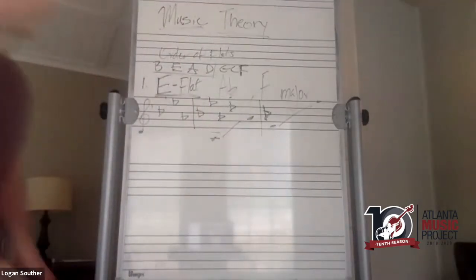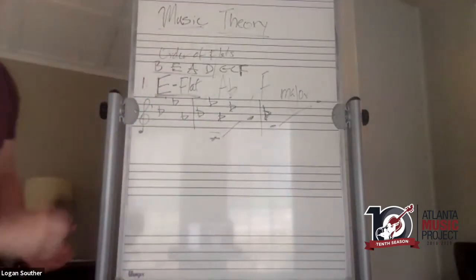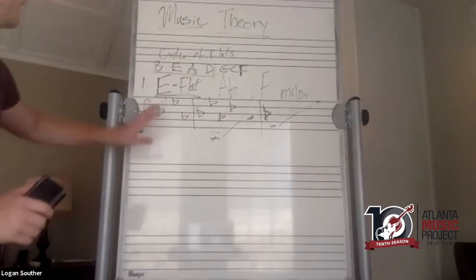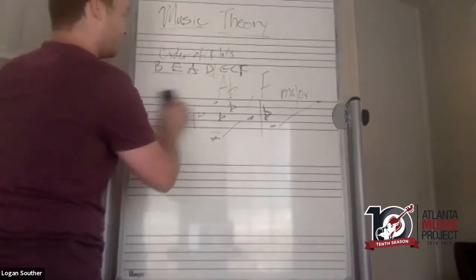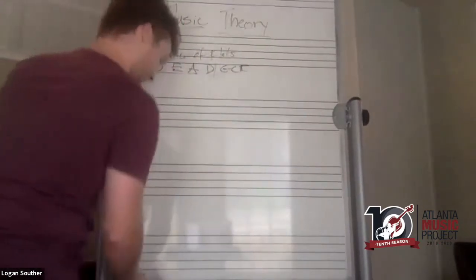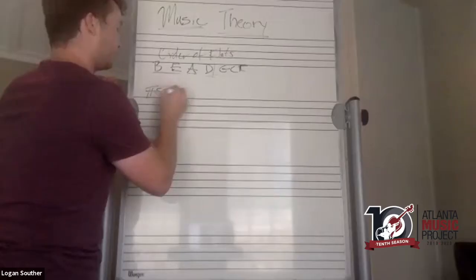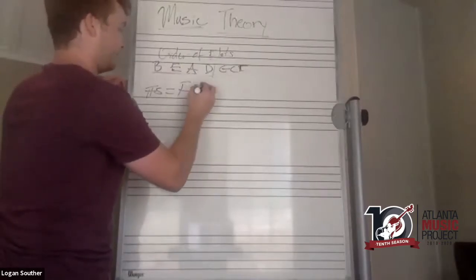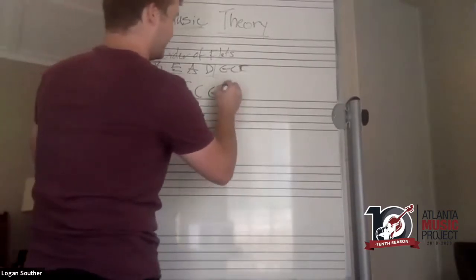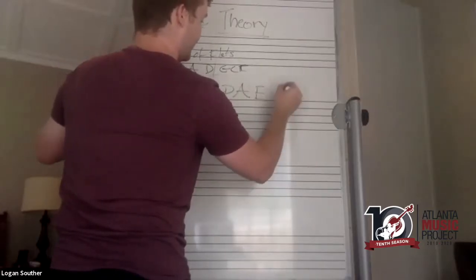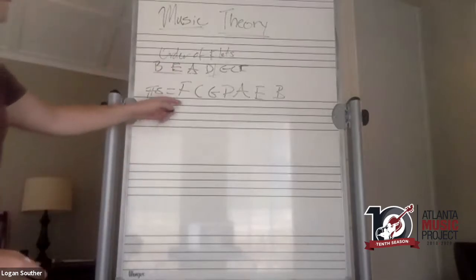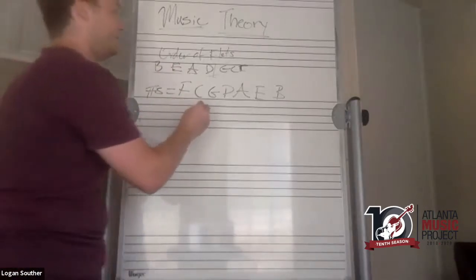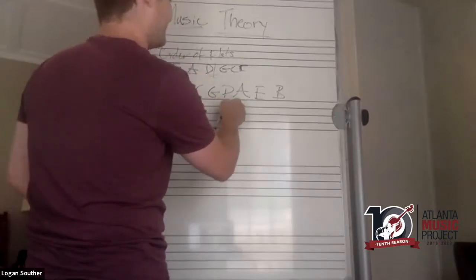All right, good. So this is, like I said, going to be a crash course day. So we're going to be moving through things pretty quickly. Order of flats, B, E, A, D, G, C, F. Order of sharps. Order of sharps is the same thing in reverse. So F, C, G, D, A, E, and B. So here's the order of flats and the order of sharps.